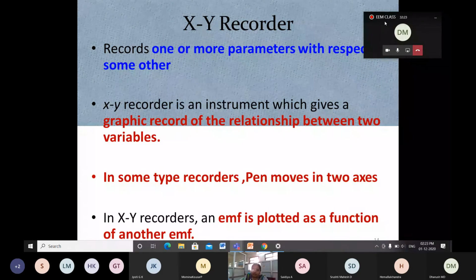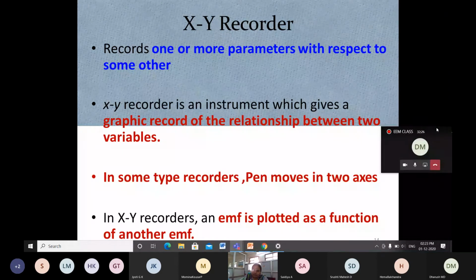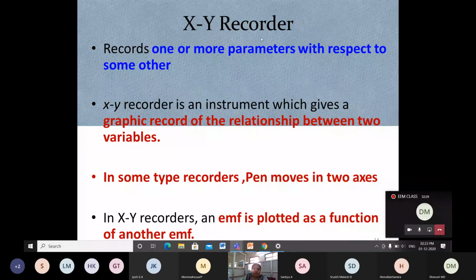Next is XY recorders. In the previous recorders, the step chart or whatever recorders we learned, I can record the information only in one axis. It displays only one particular value, only in one direction. Voltage means only for the voltage. With respect to time, it's not possible. With respect to some other quantity, it's not possible. Only for one quantity can I record the information.